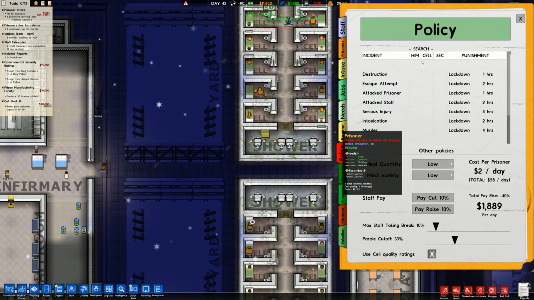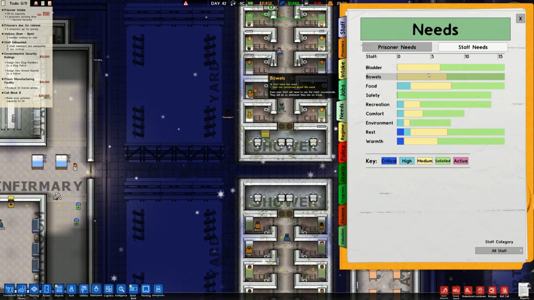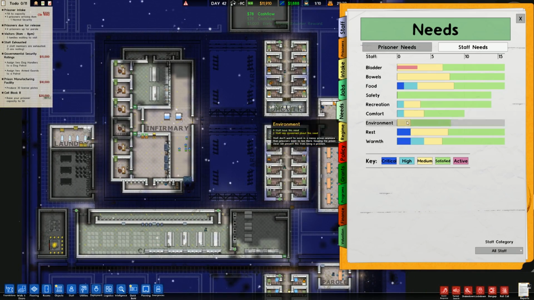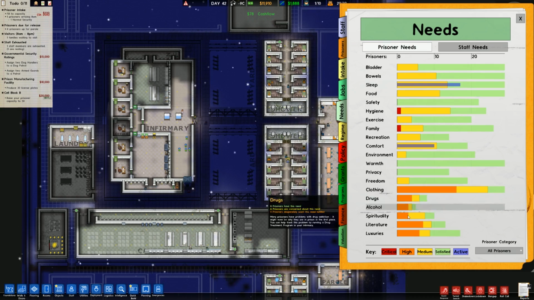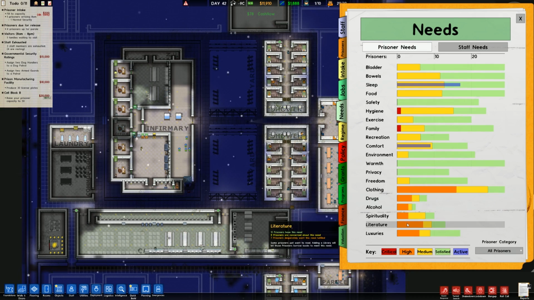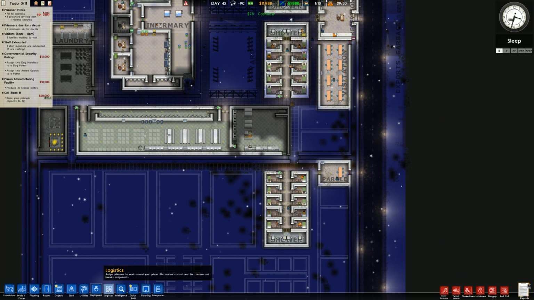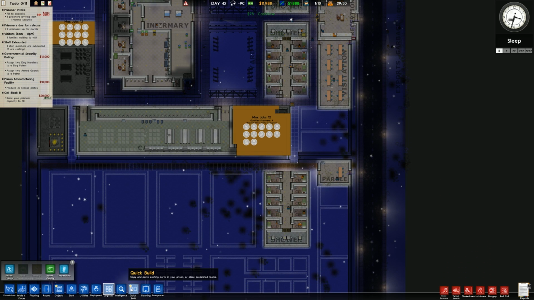Let's have a quick look at the needs of the staff. We can see that their rest and warmth needs have some critical needs. That'll be the ones that are wandering outside. Some of the other ones are fine. We've got clothing, drugs, alcohol, spirituality, literature, and luxury needs that don't go to true critical because they can't be critical. It's just high demand.